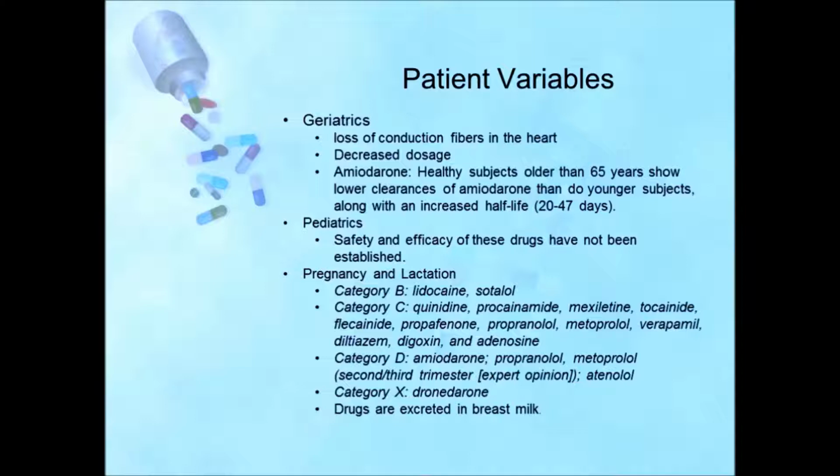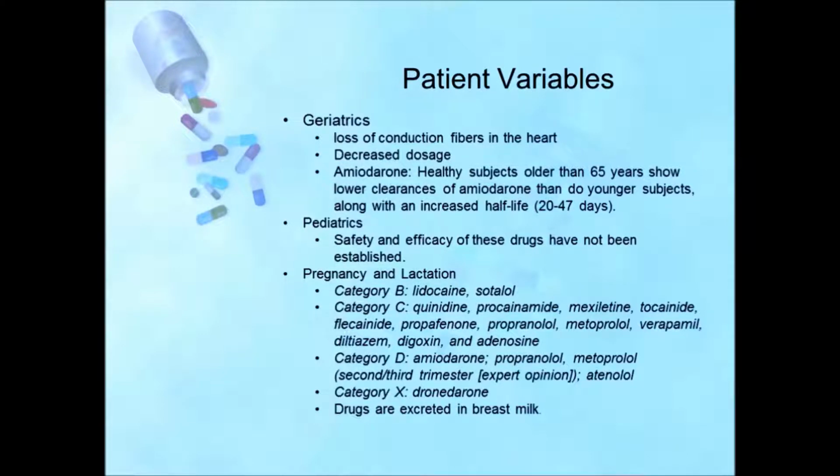Patient variables. A normal change of aging is loss of conduction fibers in the heart, which predisposes these patients to benign arrhythmias. If treated, the elderly are at increased risk for adverse reactions to the medications. They may require decreased dosage to avoid possible impaired renal or hepatic function. For amiodarone, healthy subjects older than 65 years show lower clearances of amiodarone than do younger patients, along with increased half-life, 20 to 47 days.